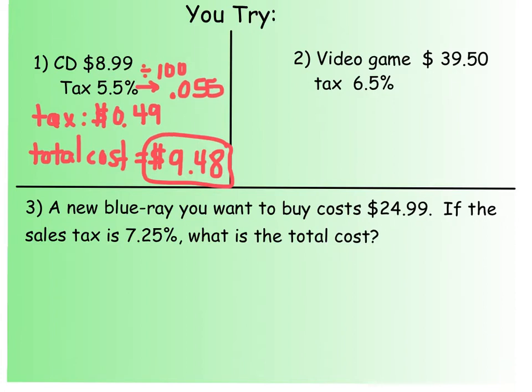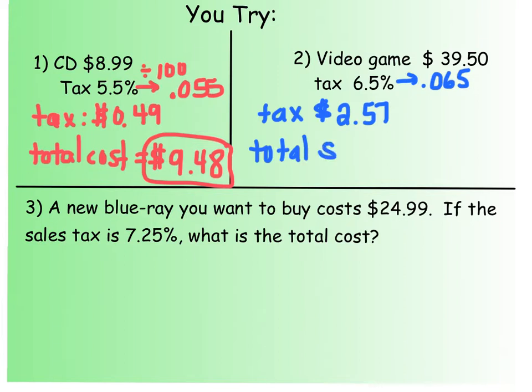All right, let's see how you did on number 2. So first off, we change our percent to a decimal. So 0.065 is what we're going to use. And then we multiply the cost of our video game by the tax rate. That's going to give us a dollar amount of tax of $2.57. Then, to find the total, we're going to add $2.57 to our $39.50. That gives us a total cost of $42.07.